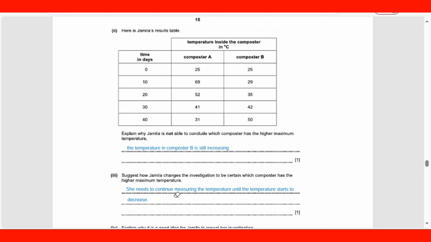So that's one alternative answer. If you have any possible answer, please write it down in the comment section to help other viewers.